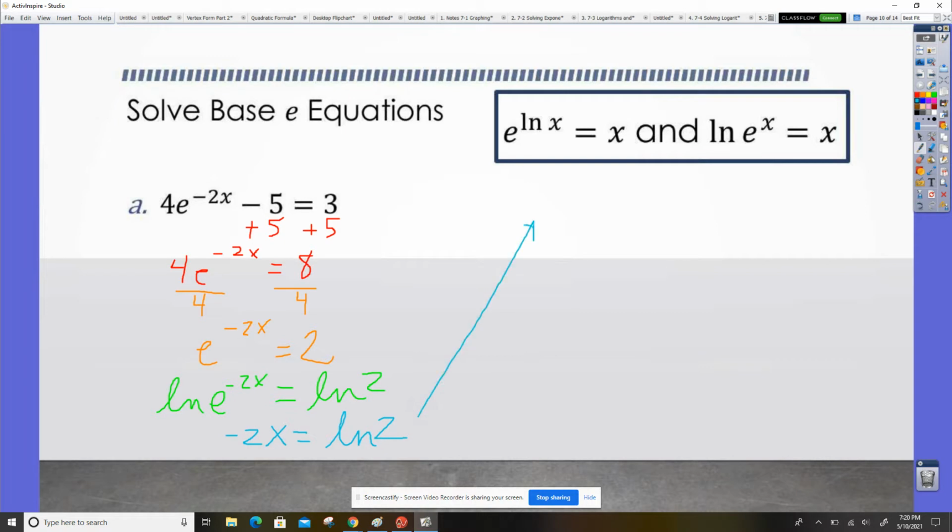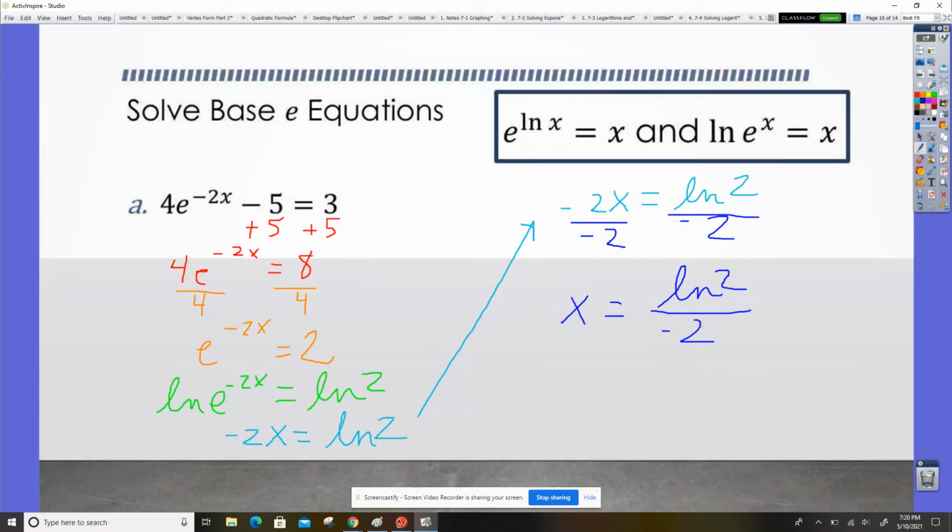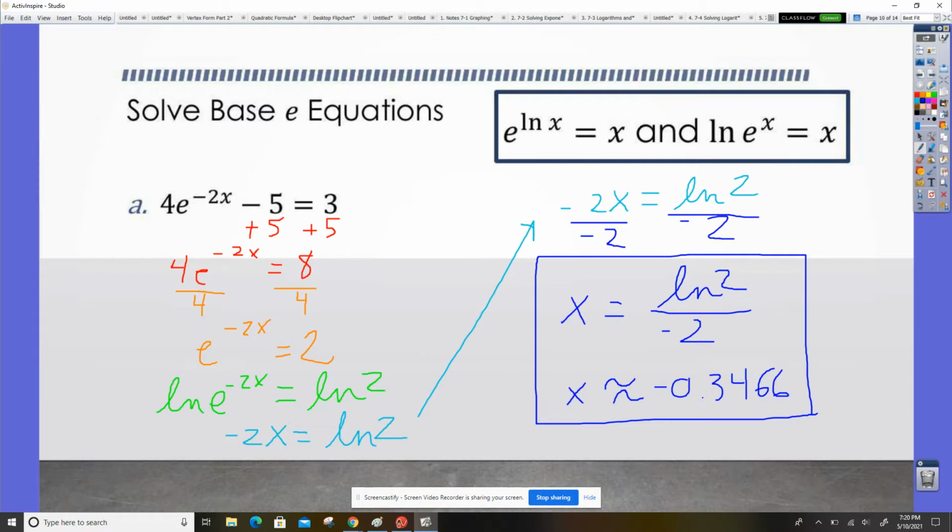Now I'm just going to bring this up over here so I don't run out of room. Negative 2x is equal to ln of 2. And now I'm just going to solve for x. So to get that x by itself, I'm going to divide by negative 2, and x is equal to ln of 2 over negative 2, which is approximately negative 0.3466. There should be a natural log button in most calculators.